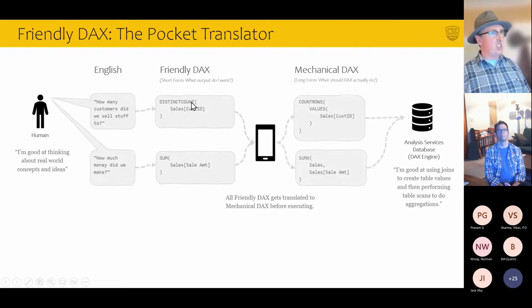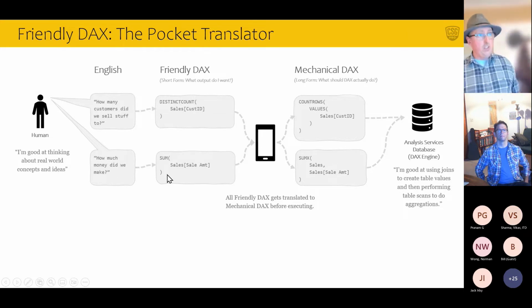So when I write distinct count, this immediately gets translated into values of the customer ID on the sales table and then a count rows wrapped around that. What feels like one function to the human is actually two functions sort of hidden into one, or prepackaged conveniently into one. If I write sum of sales amount, right, this feels like a single request. This has to get translated into this longer form where it says SUMX sales sale amount. This is something that can be understood by the Analysis Services Database, which has no idea what any of this means, right?